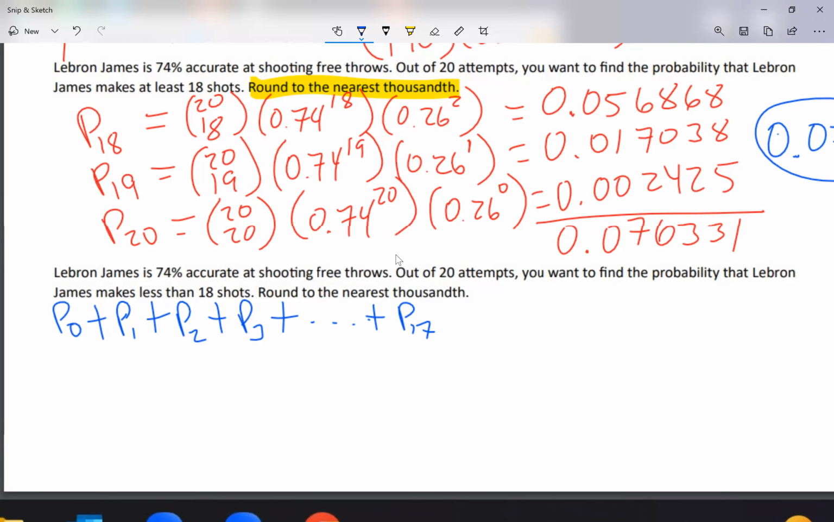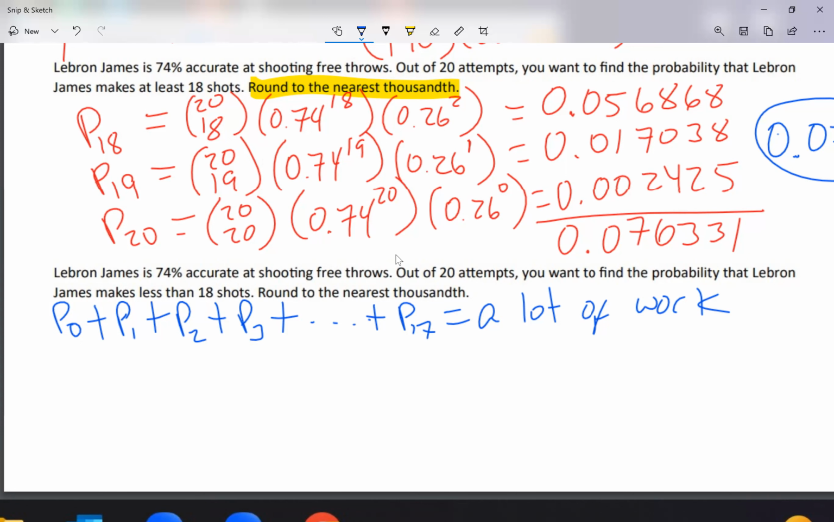Yes, that's one way of doing it, and let me just say it, a lot of work. There's a shorter way. Because there's 20, I can find out the probability that he makes the opposite of this. Remember, I have to find the probability he makes 0, plus the probability of 1, the probability he makes 2 shots, 3 shots, 4 shots, 5, 6, all the way to 17. Let me find the opposite of this.